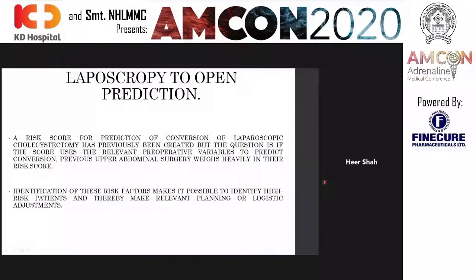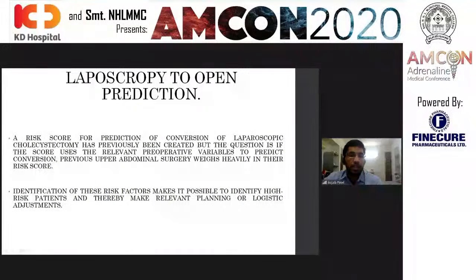A risk score for prediction of conversion of laparoscopic cholecystectomy has previously been created, but the question is if the score uses the relevant preoperative variables to predict conversion. Previous upper abdominal surgery weighs heavily in their risk score. Identification of these risk factors makes it possible to identify high-risk patients and thereby make relevant planning or logistic adjustments. Next, please.